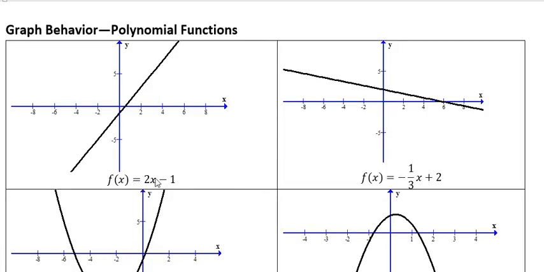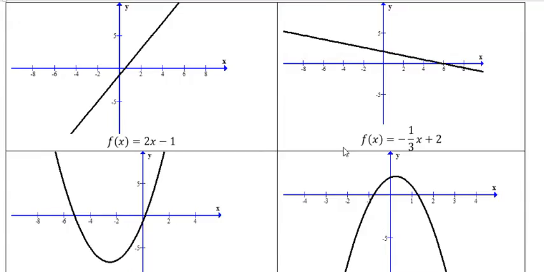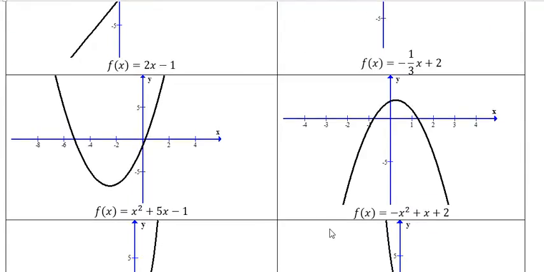Notice our y-intercepts. The y-intercept is this number at the end. -1, that's where we're crossing the y-axis. +2, that's where we're crossing the y-axis. Okay, let's look at a second degree equation.